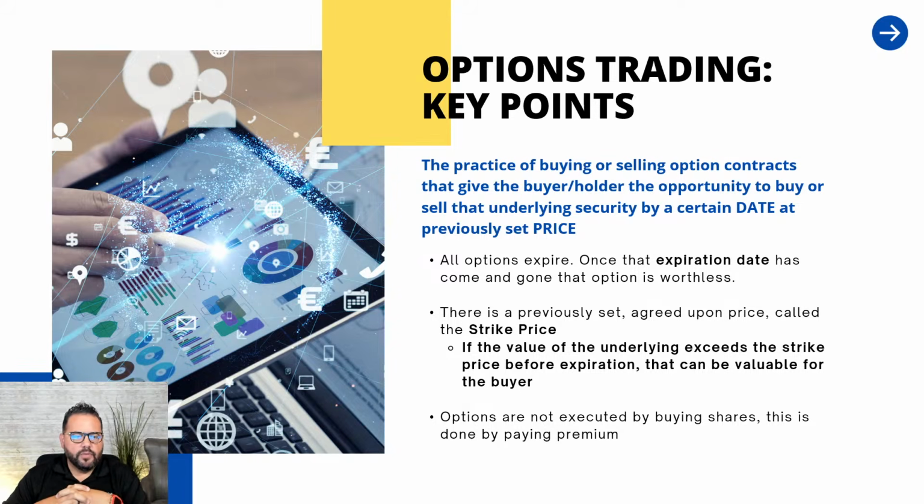And just remember, if you've never traded options, options aren't executed by buying shares. Options are executed by paying a premium for the option. Now, that premium is set by a certain number of shares known as an options contract, but you're not actually buying the shares at that point. You're buying the right to those shares at some point before the expiration date.